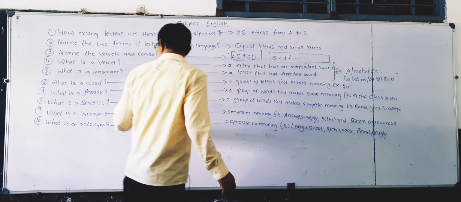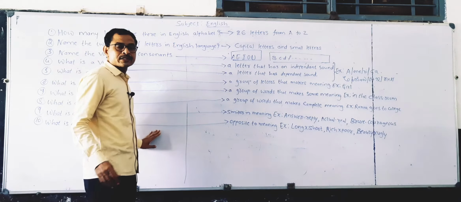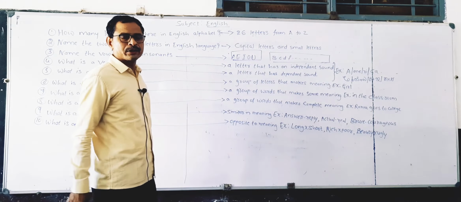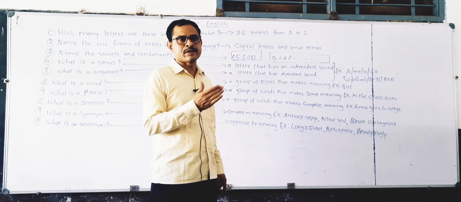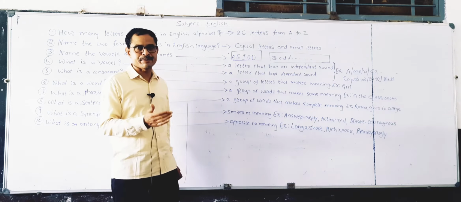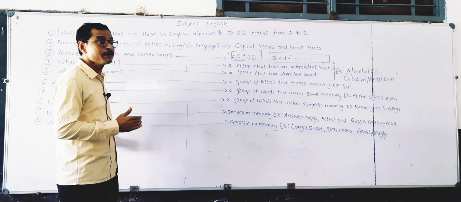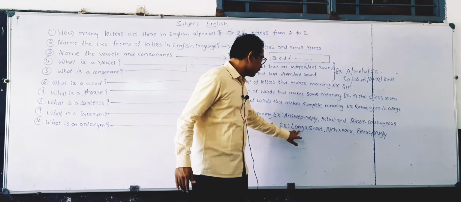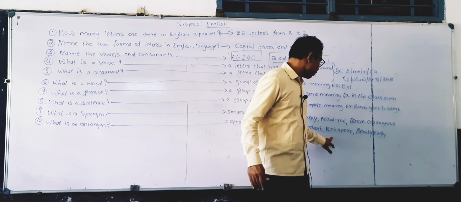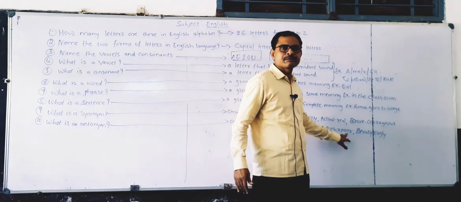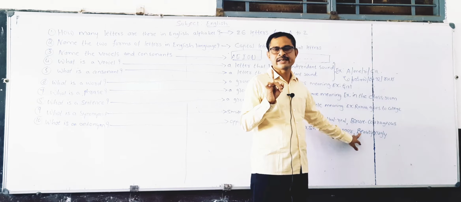Next, antonym. In the examination, you will be asked to add a prefix or a suffix to form its antonym. Antonym means opposite word, opposite in meaning. For example, long, short, big, small, rich, poor, beauty, ugly. So we call such words antonyms.